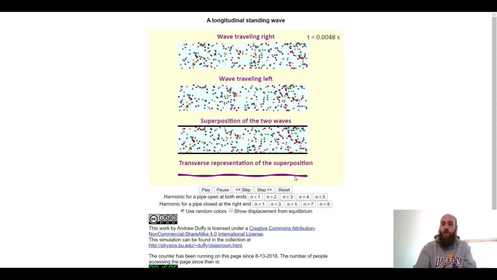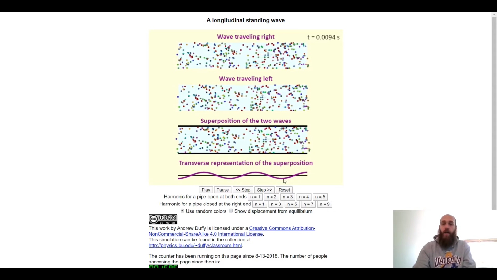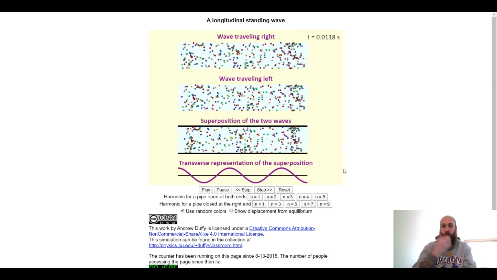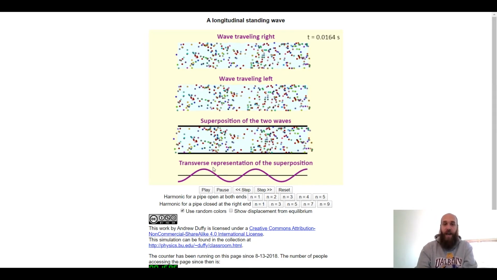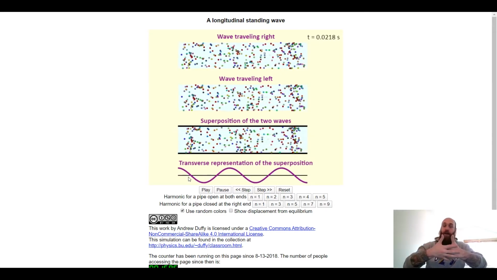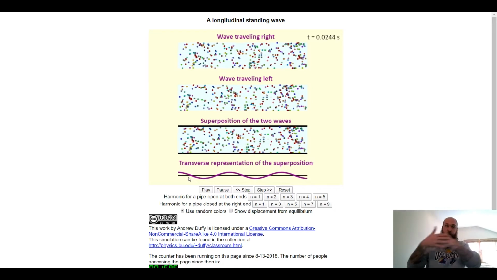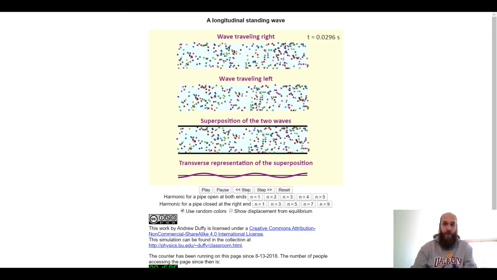These spots where there's no change at all, we call those nodes. And the points where they are kind of oscillating up and down, we call those antinodes. And so this is called a standing wave. If you've got two waves traveling in opposite directions and they overlap, and suddenly the wave doesn't look like it's traveling left or right, it's just going up or down, that's a standing wave.